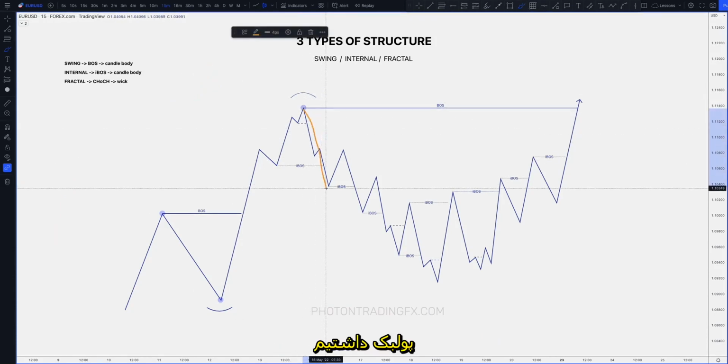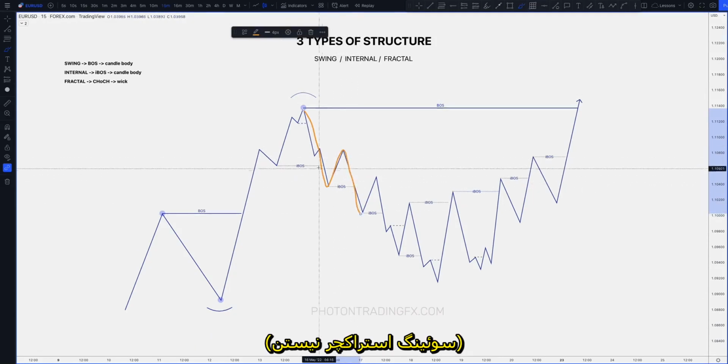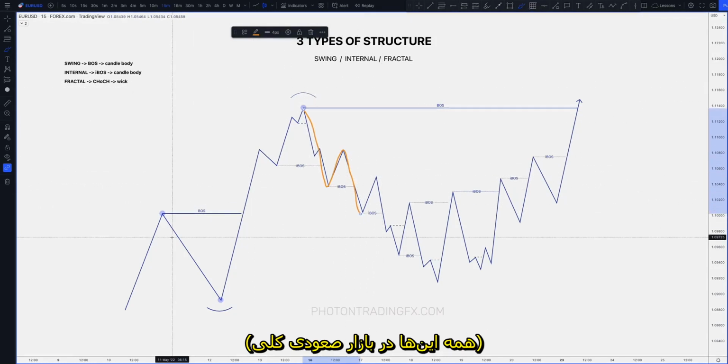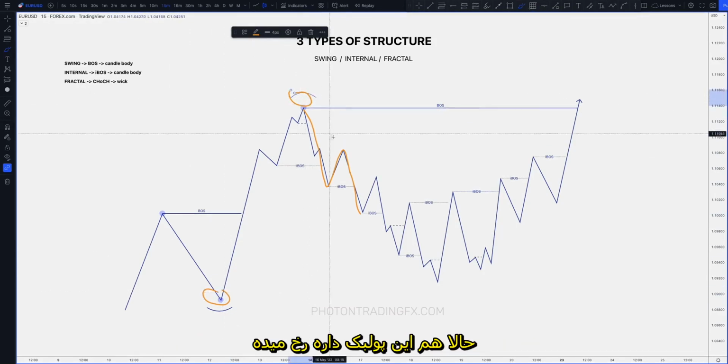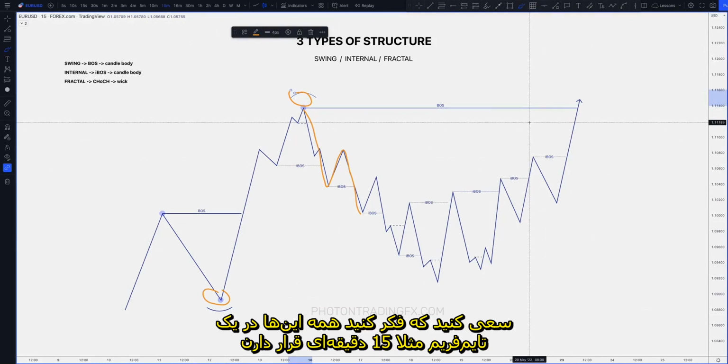Right, so then we get our pullback, and now you can see we get these larger internal swings. This is not swing structure, it's just the larger internal lower lows and lower highs within the overall bullish swing market, right? This is the swing higher low, the swing higher high. We are now having this pullback, okay? So this is all one time frame. That's all I want you to think about. This is just one time frame. Think of the M15 if that helps you. This is all we're looking at, one time frame, right?